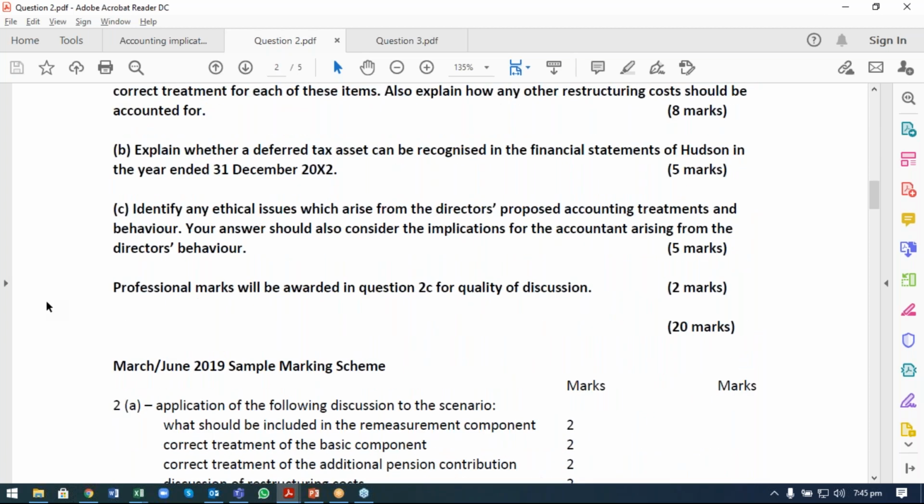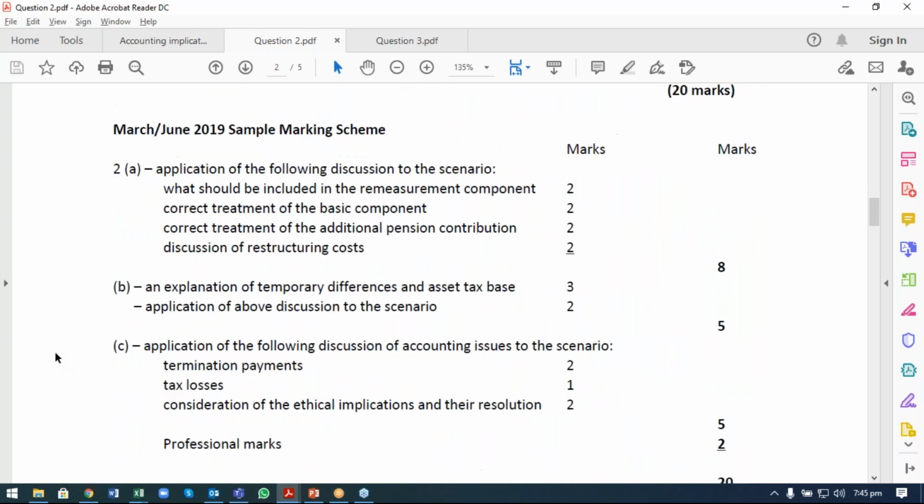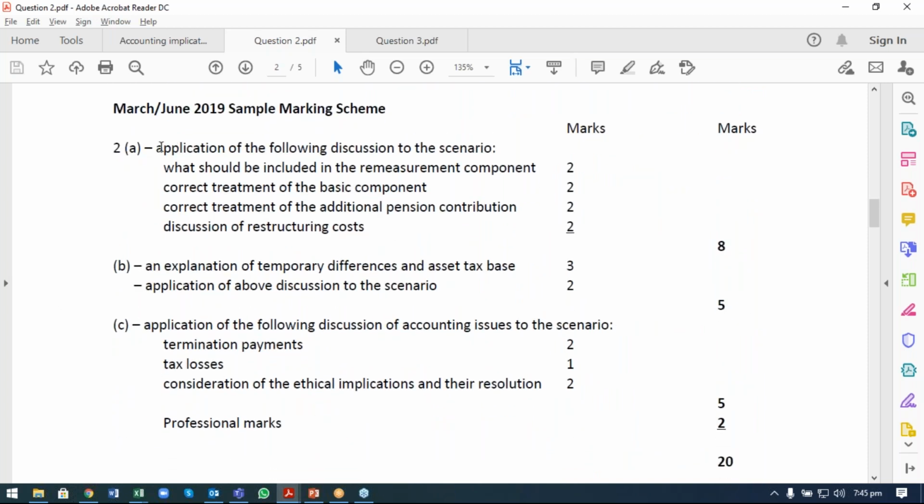IAS 19. And before this, I'll be just showing you what is the marking scheme for the first scenario. You have to apply the following discussion scenario. One is what items should be included in the remeasurement component. If you had explained what items should be accounted for within the remeasurement component, you can gain 2 scores. Correct treatment of the basic component, how you can account for the basic component, should earn another 2 scores.